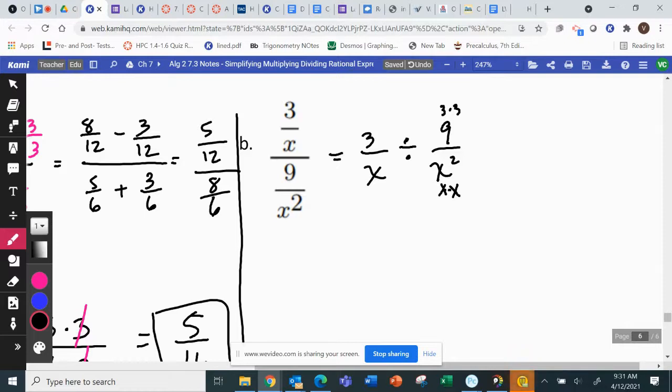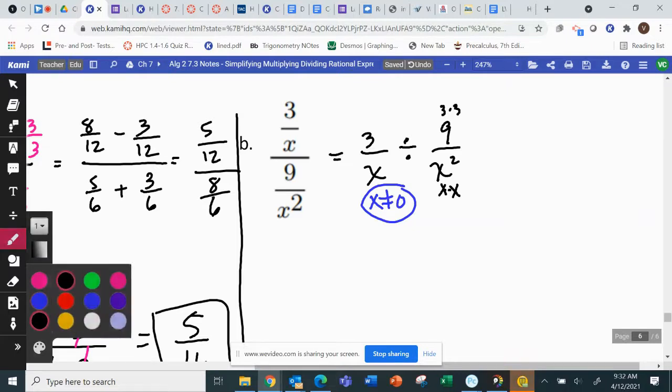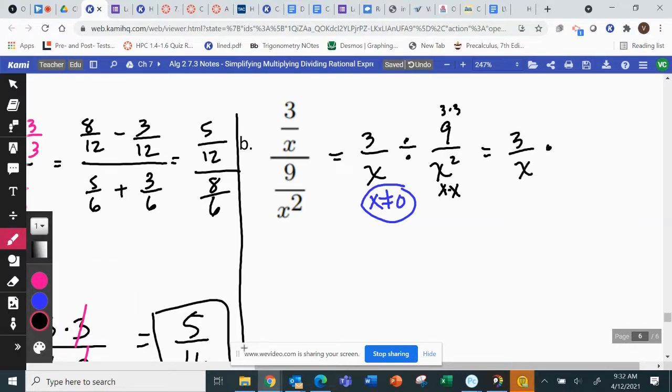What do I do next after I factor? Brooke, do you know what I do next after I factor? Domain restrictions. So we look at our denominator. X cannot equal 0. And x squared, that's also x cannot equal 0. So this is our only domain restriction at the beginning. So we factor it, find domain restrictions. Next, change it into multiplication: 3/x multiplied by x squared over 9.